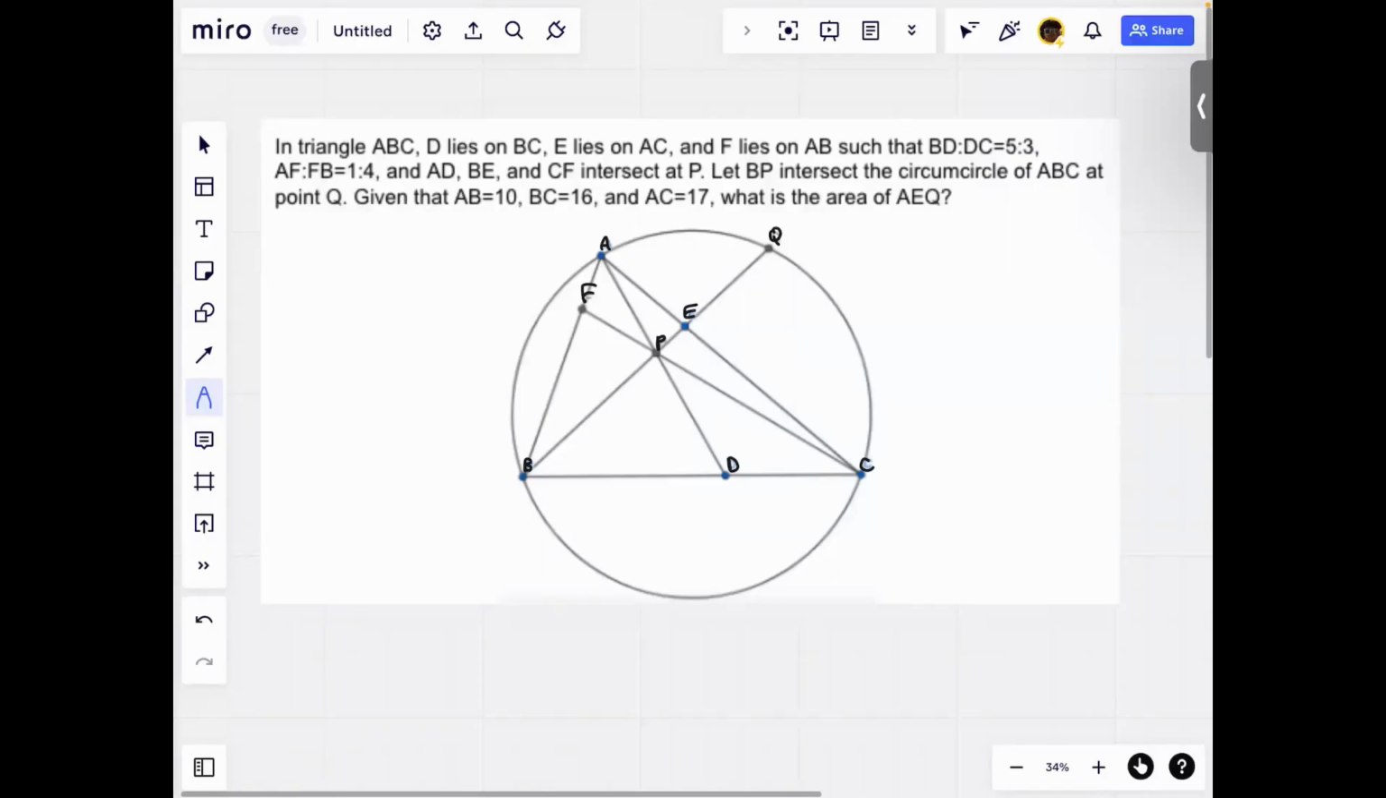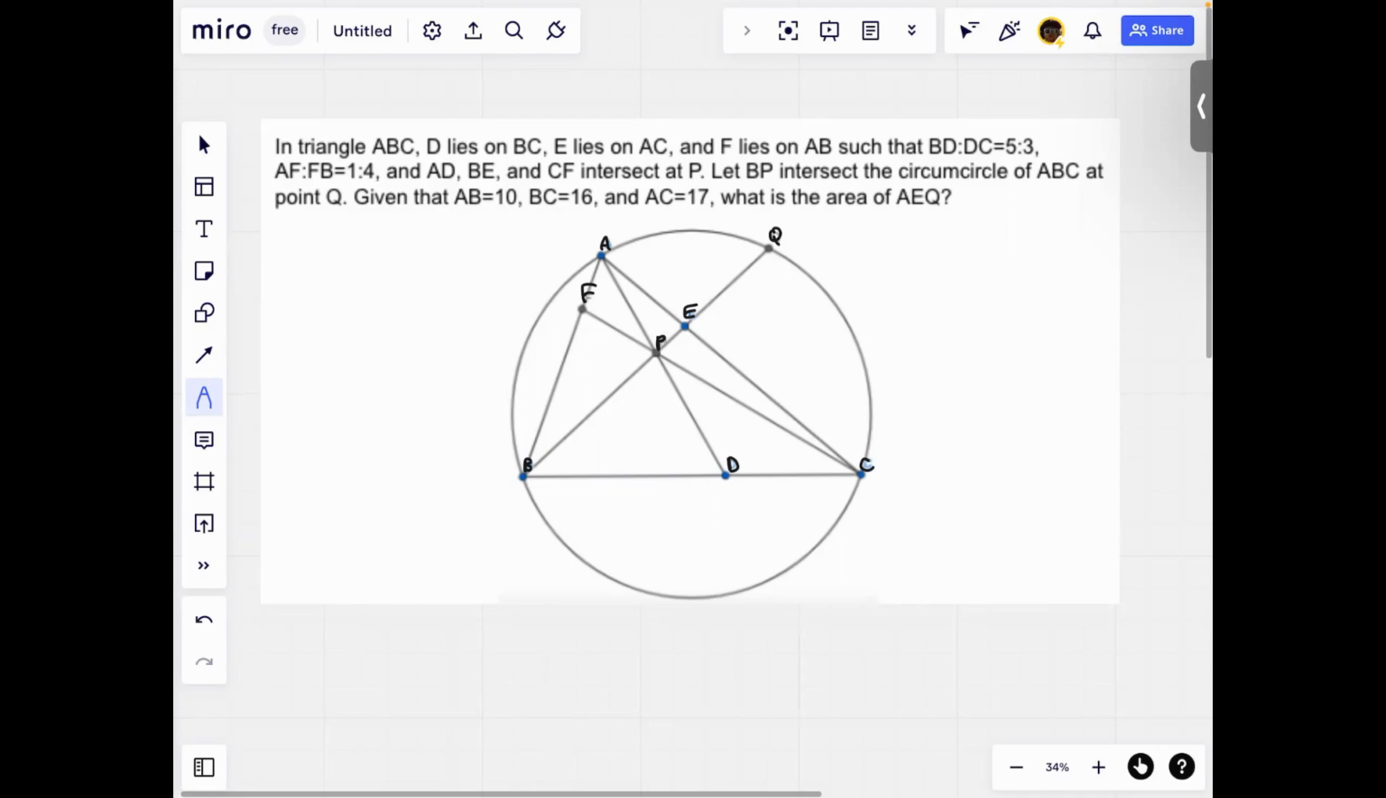So the problem says, in triangle ABC, D lies on BC, E lies on AC, F lies on AB, such that BD to DC is 5 to 3, AF to FB is 1 to 4, AD, BE, and CF intersect at P. Let BP intersect the circumcircle of ABC at a point Q. Given that AB is 10, BC is 16, and AC is 17, what is the area of AEQ?